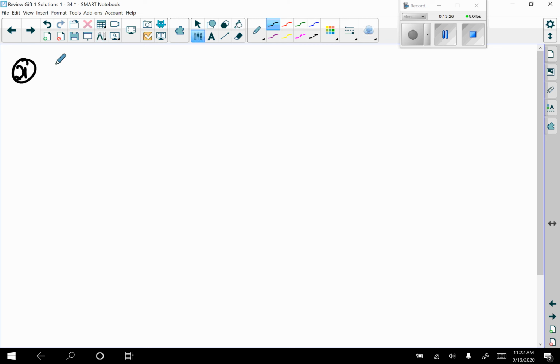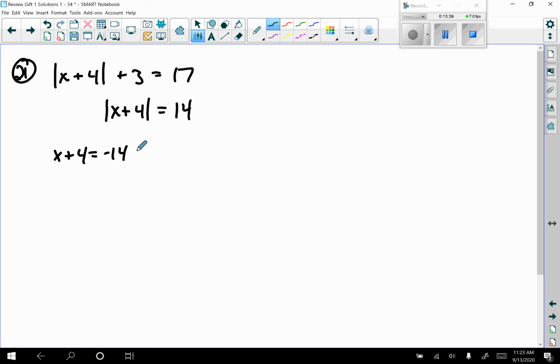All right, for 21, again, we need to isolate the absolute value by subtracting 3, so we get absolute value of x plus 4 is equal to 14. Now we rewrite it. X plus 4 is equal to negative 14, or x plus 4 is equal to positive 14. If I subtract 4 here, I'm going to get x is equal to negative 18. Over here, subtract 4, x is equal to 10.